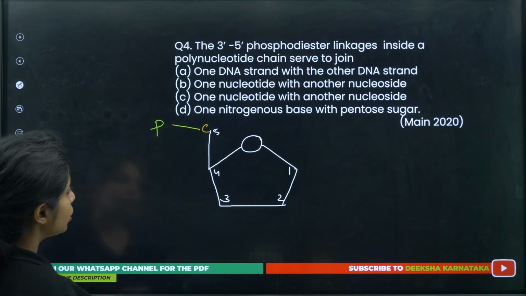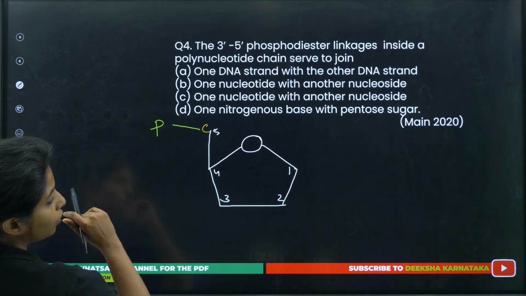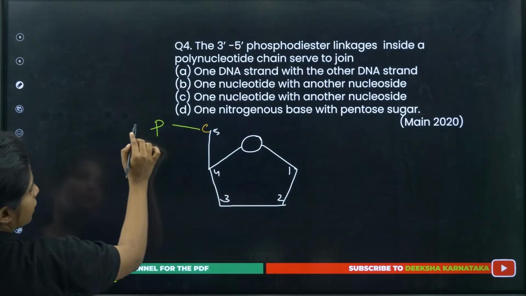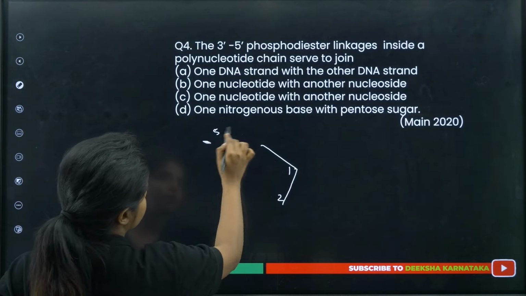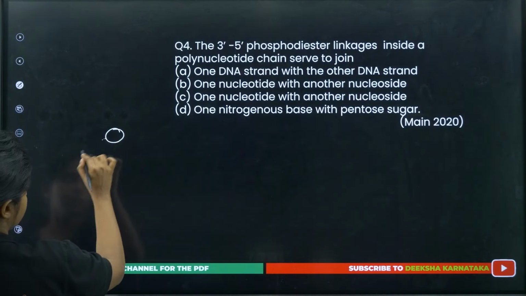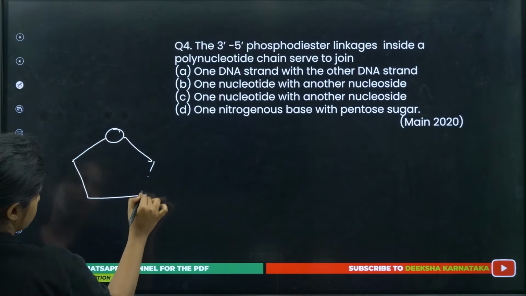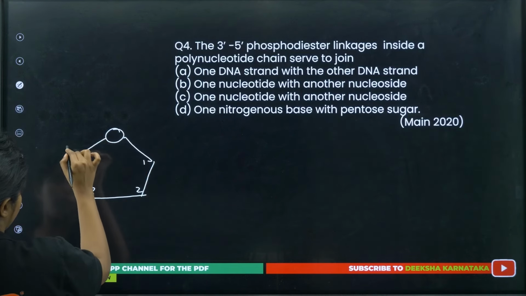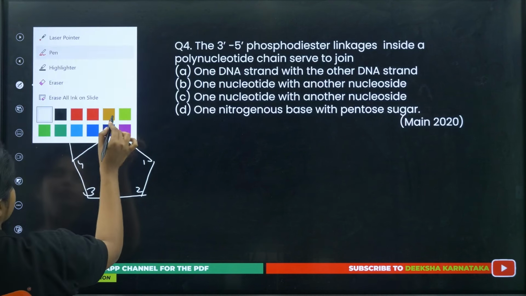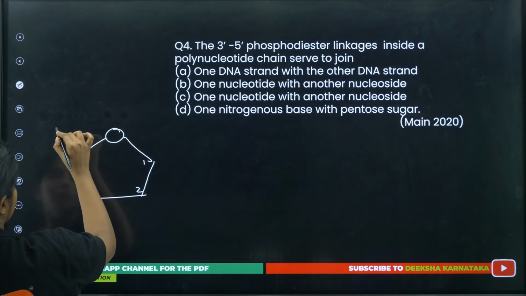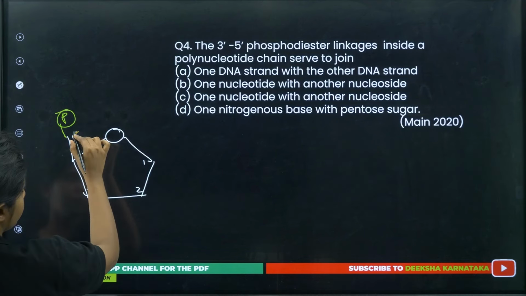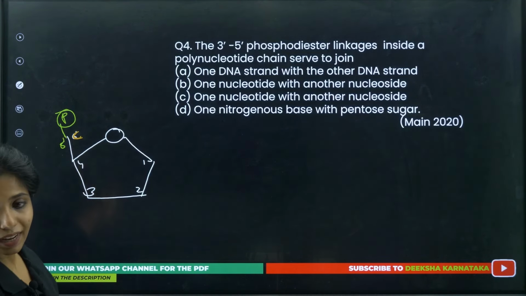But fortunately, what happens is that, oh, I actually drew it in the wrong place. So I will make it again for my little champions. 1, 2, 3, 4, 5, and over here I have the carbon which has the phosphate group. This is the 5th, so it is a 5' end if it is free.